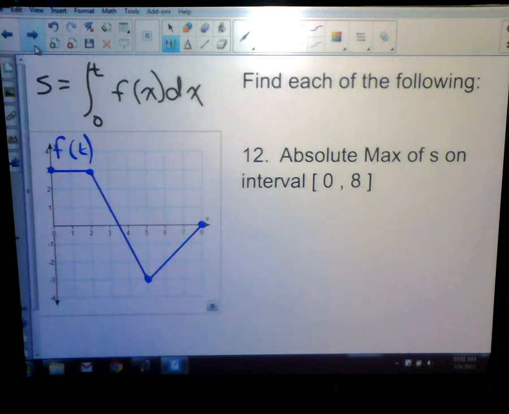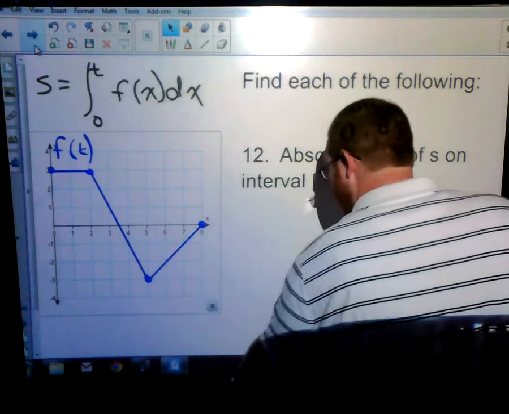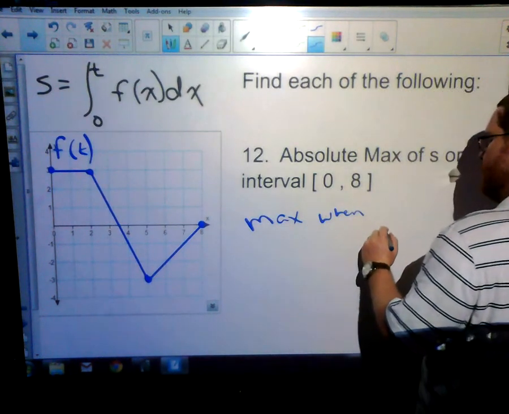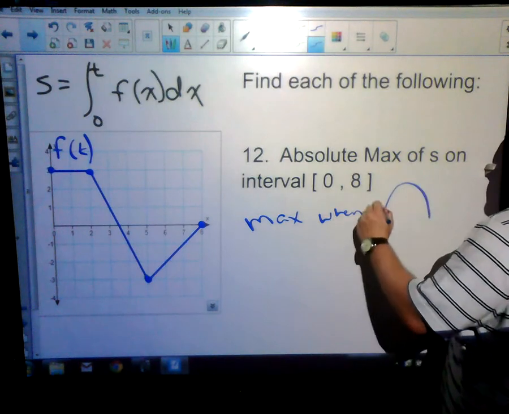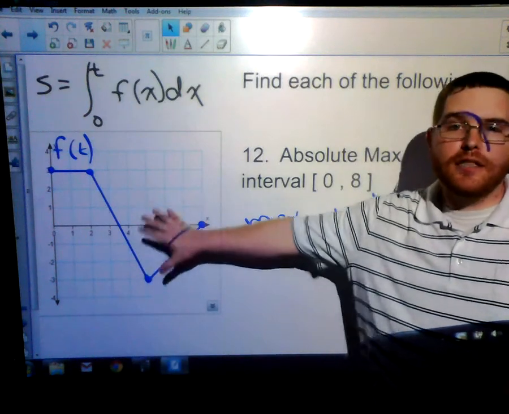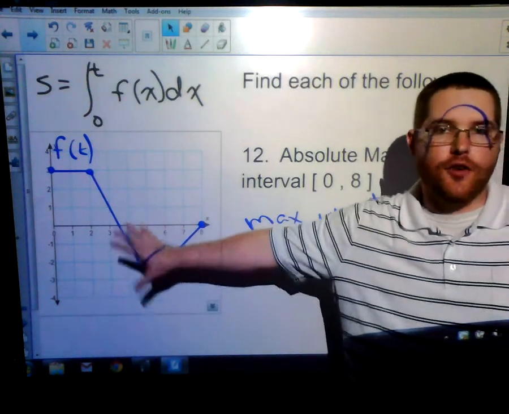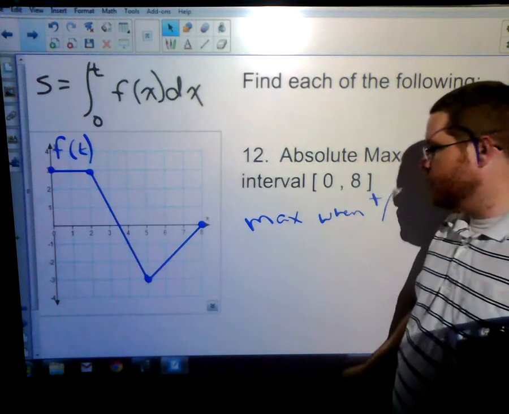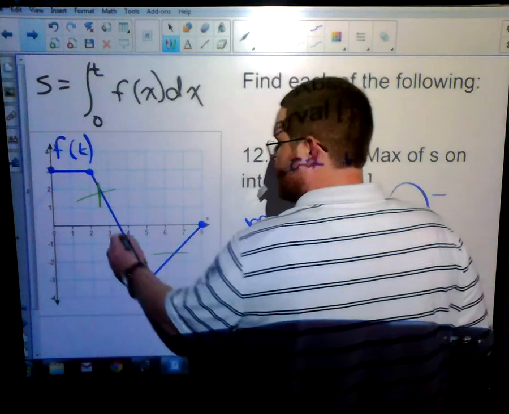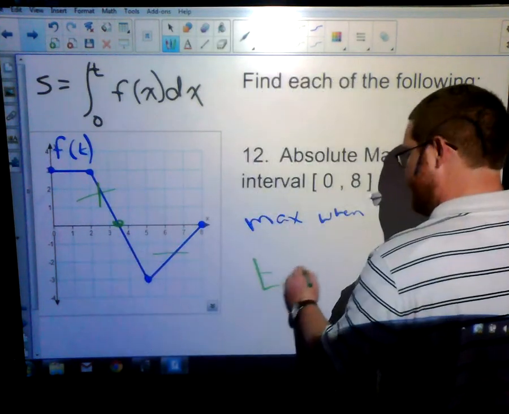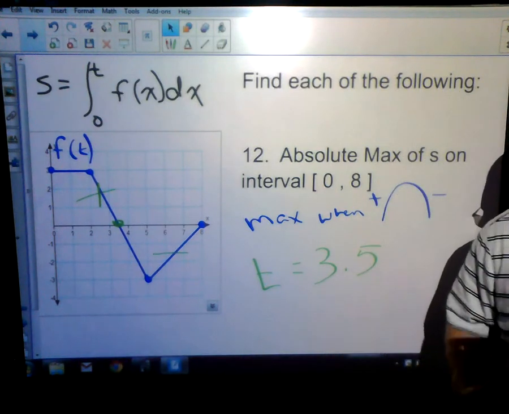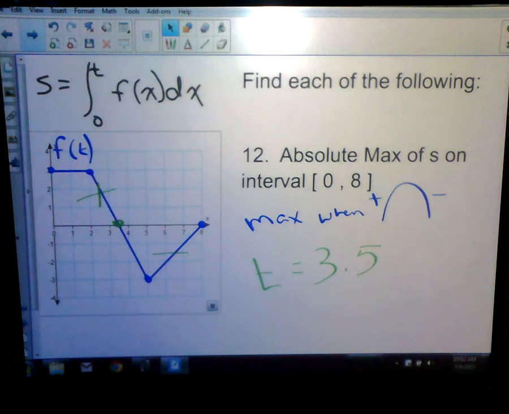What's the absolute max? Well, a max occurs when you go from a positive slope to a negative slope, from a positive to a negative. Remember, this is the slope. This is the velocity. This is already the derivative graph. So I want to know where this graph goes from positive to negative. Where does this graph go from positive to negative? Right there. This is a velocity graph. It's a derivative graph. So I just look at the graph and see where it goes from positive to negative.